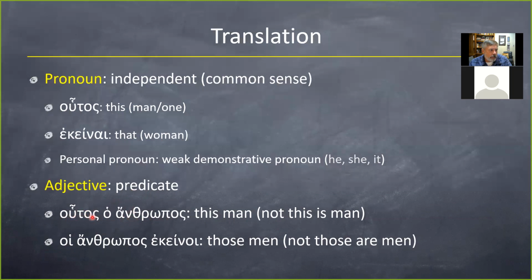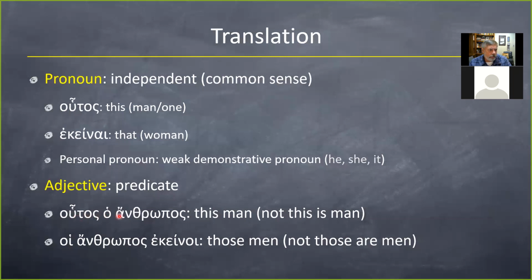It may function as an adjective in a predicate position, which is translated as this man. So that's what this is man, because a predicate position would be this is man. Well, and when we're dealing with adjectives, that would be correct. But under demonstrative pronouns, that would be incorrect. It's houtos ho anthropos, this man. So man is qualified by houtos, this. It's not that man, it's this man.